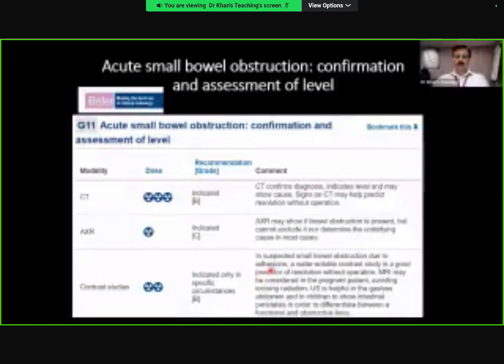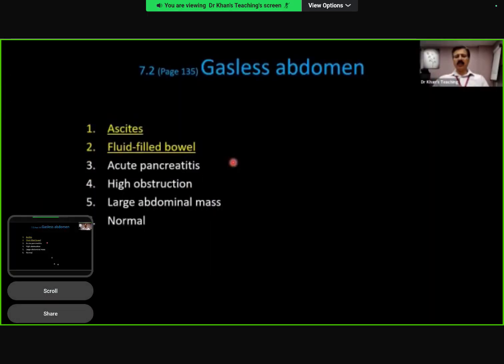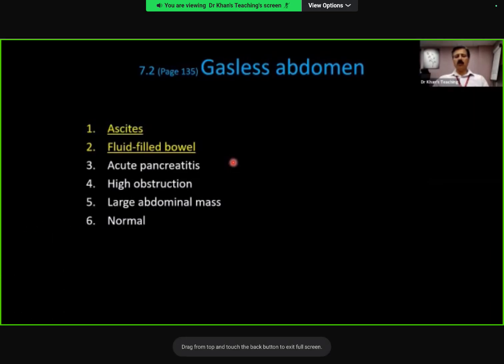Now, so this is a potential exam film. The examiner can show you a film in which there is gasless abdomen, but the clinical will be the patient has got acute symptoms. So these are the causes of a gasless abdomen. Fluid-filled bowel is what we are talking about. So the patient has got complete obstruction, but it is full of fluid. That's why there is no gas. So remember this.